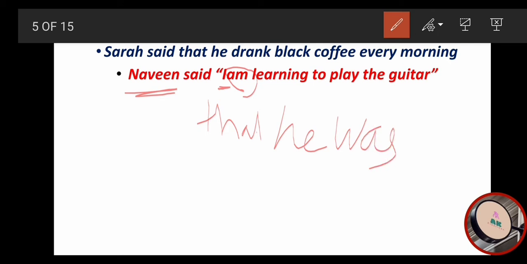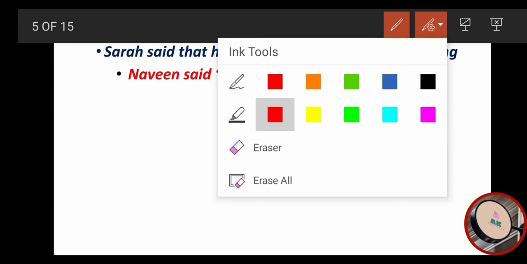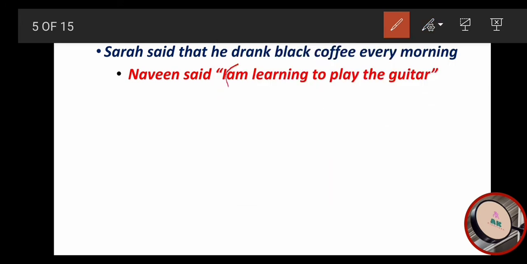And what about the learning? Same thing, you have to change it, children. Okay, Naveen said he was learning to play the guitar. That's it, as simple as that. So the first thing you have to remember, this is the main important point: I will change into he, am will change into was. So let me tell you this, am learning.